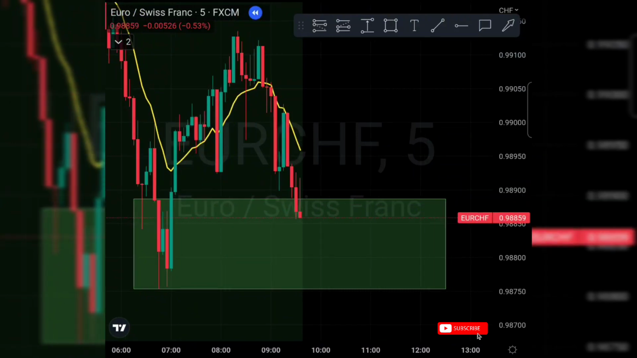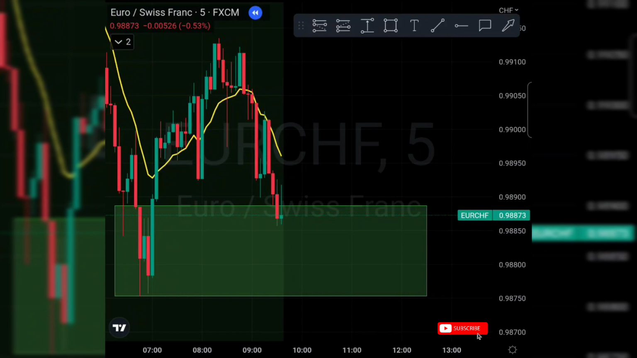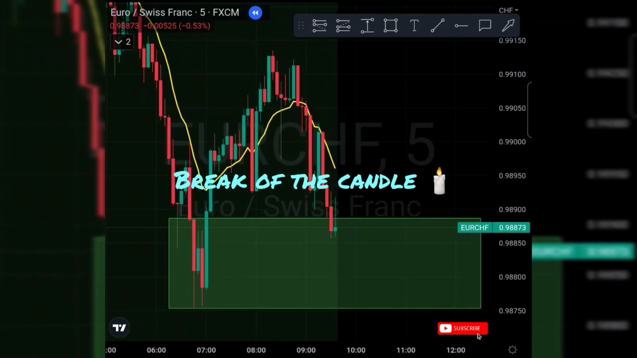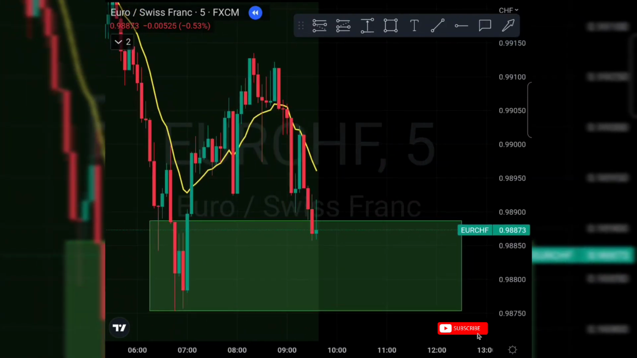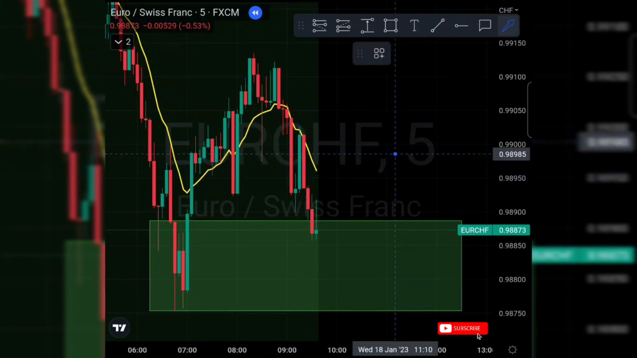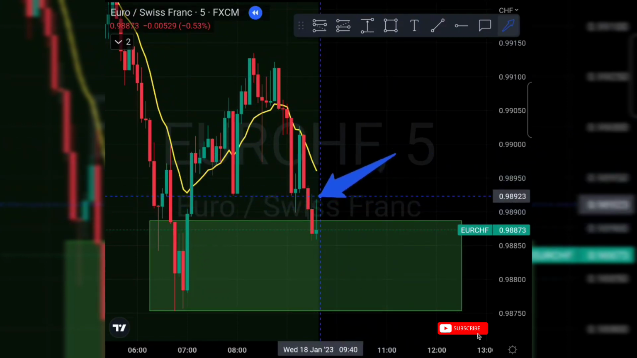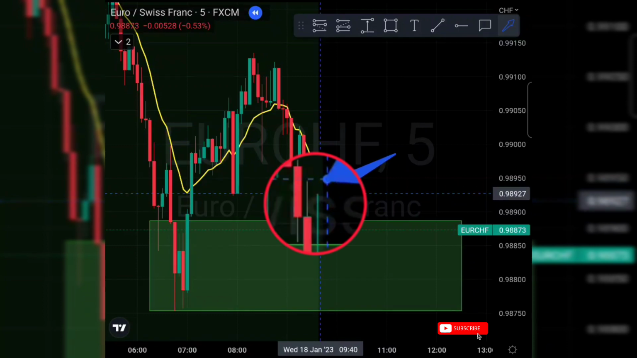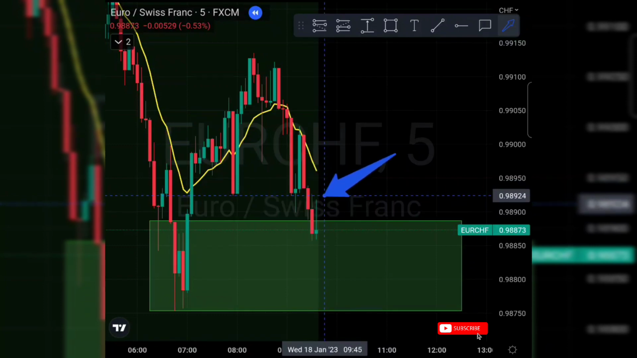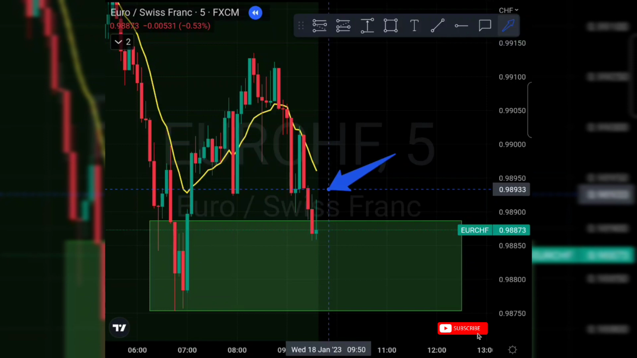Okay, so price is now in our box. So we're waiting for the break of a candle to the upside, because this is the demand. We're waiting on the break of a candle to the upside as a confluence and as our signal to get into the setup. So right now, if this green candle comes up and breaks its previous candle, which is this red candle, if it breaks this high, that's where we will be getting in.